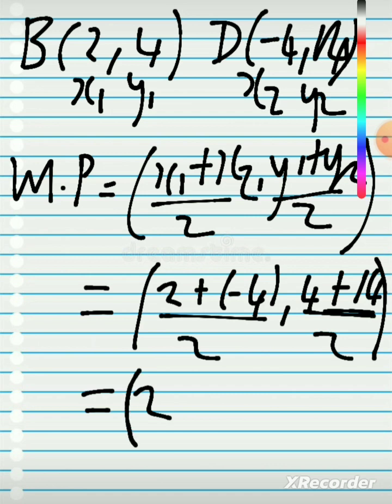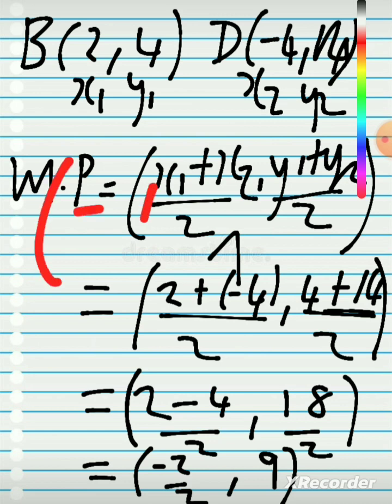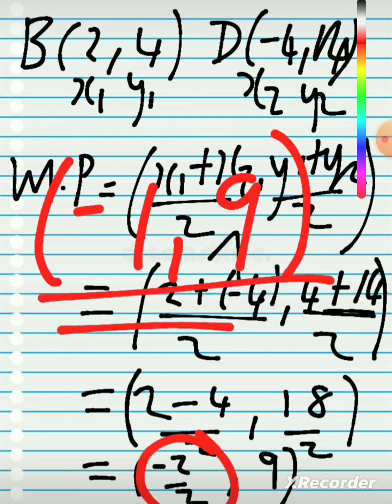So positive times negative is -4 divided by 2, comma 4 plus 14 it's 18 divided by 2. Okay, so 2 minus 4 is -2 over 2. 18 divided by 2 it's 9. Okay, so here -2 divided by 2, it will give you -1. So the final answer will be something like this, -1, comma 9, because -2 divided by 2, it's -1. Okay, we are done with midpoint.